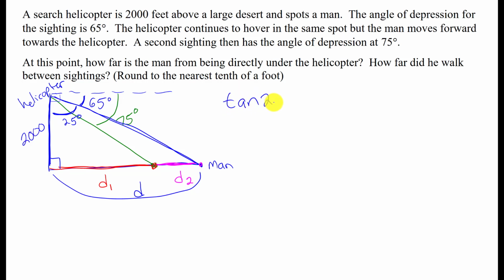So the tangent of 25 degrees is going to be opposite, which is D, over adjacent, which is 2,000. And so if we multiply both sides by 2,000, D is going to be 2,000 tangent 25 degrees. So now we're going to figure out what that is by grabbing the calculator. The first thing we do every time we grab the calculator is make sure we're in the right mode. So make sure your calculator is in degrees, and then just simply put in 2,000 tangent 25.